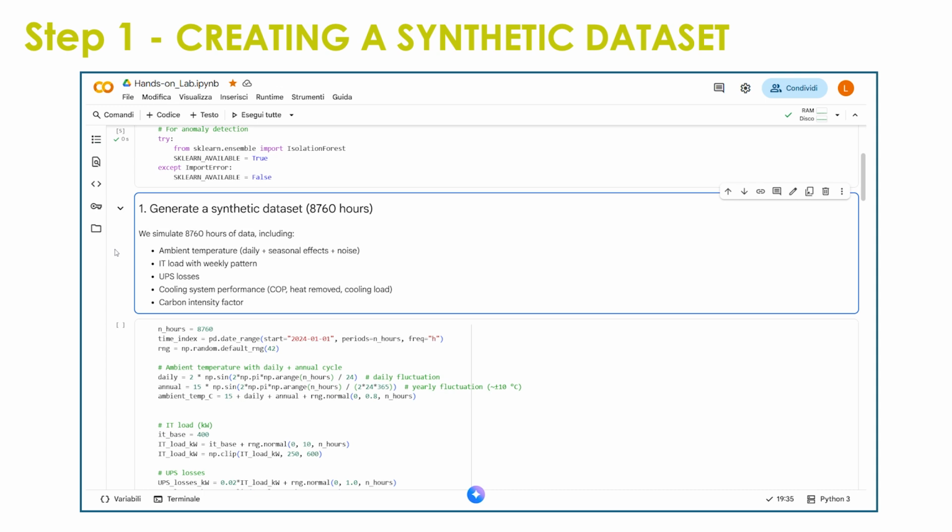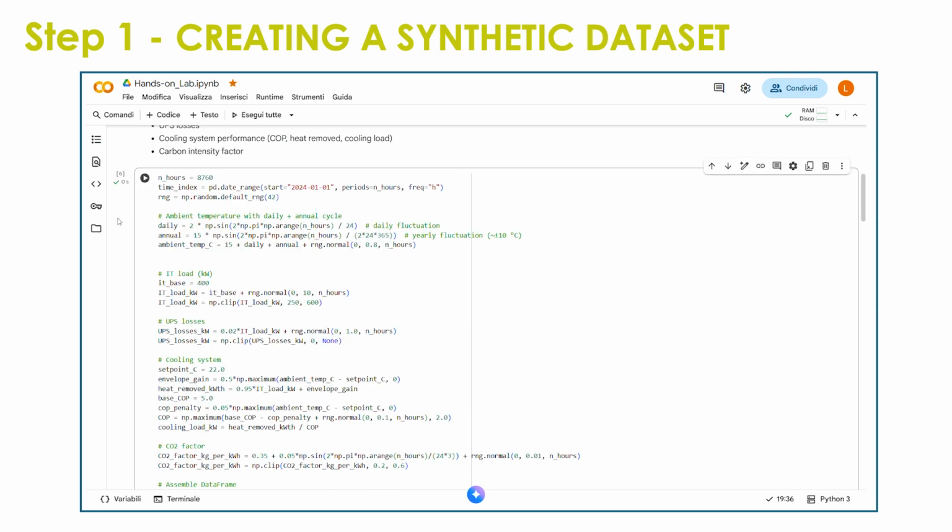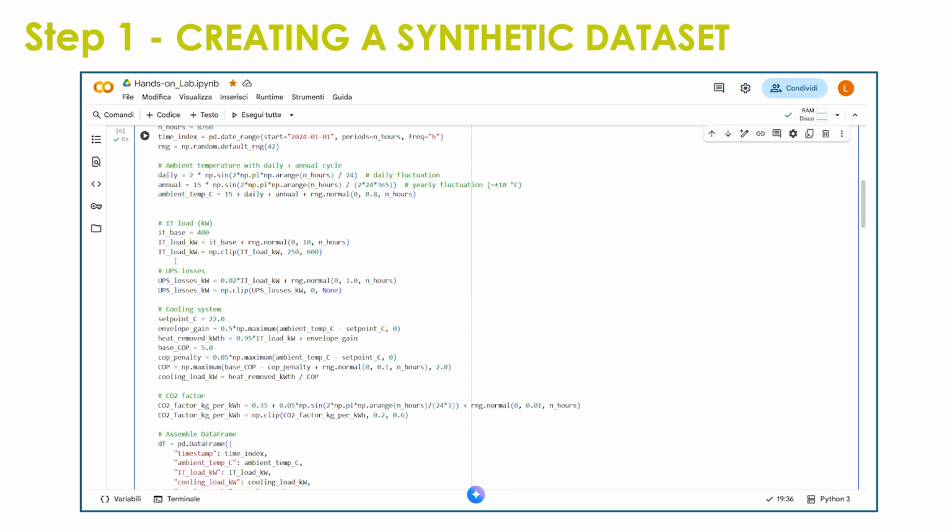and carbon intensity factor. We can compute the ambient temperature as a combination of a daily component, which represents the daily fluctuation of the temperatures, and a seasonal component, in this case annual fluctuations. So we combine these terms, adding baseline temperatures to compute the final ambient temperatures that will feed our synthetic dataset.